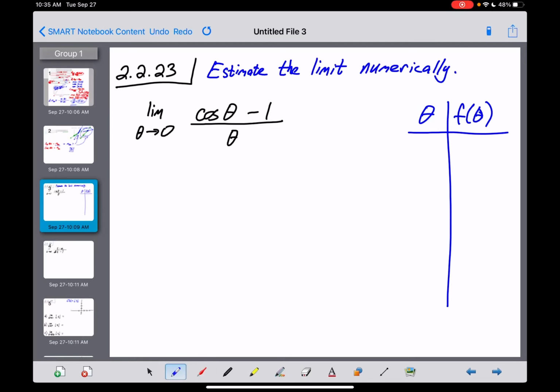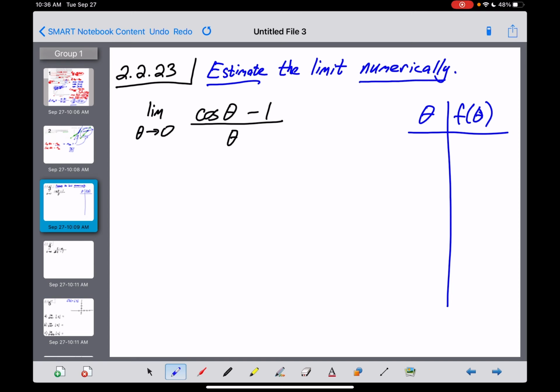Section 2.2, problem number 23. First thing I've got to stress to you guys, you need to make sure you're reading your directions carefully. I'm reading it right out of the book right now, in exercises 17 through 38: estimate. We're not actually finding, we are estimating a limit, and we are doing so numerically.